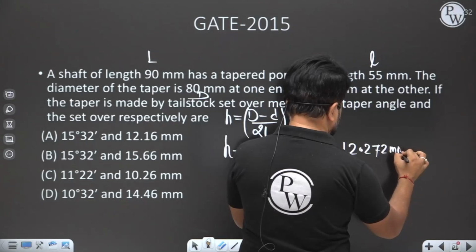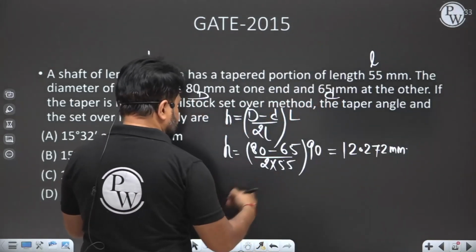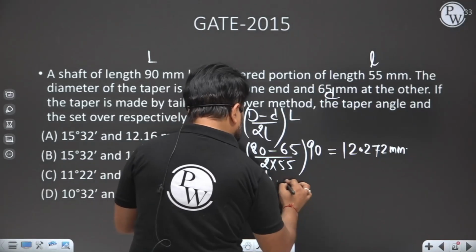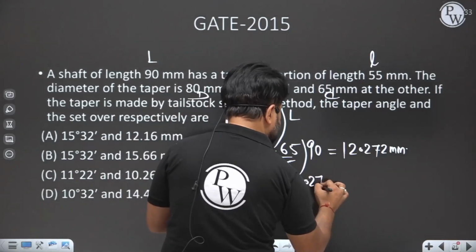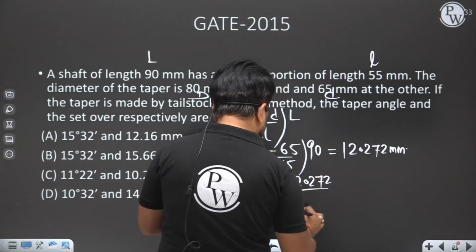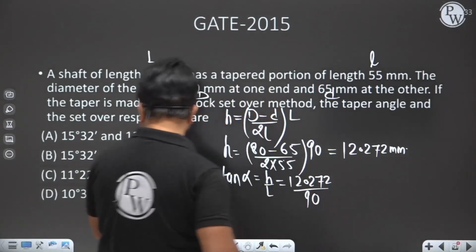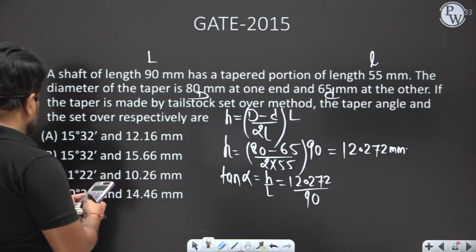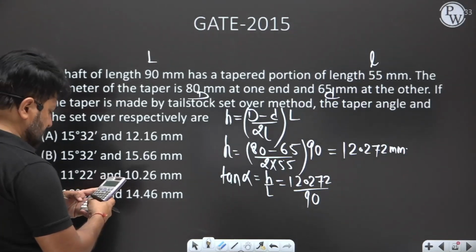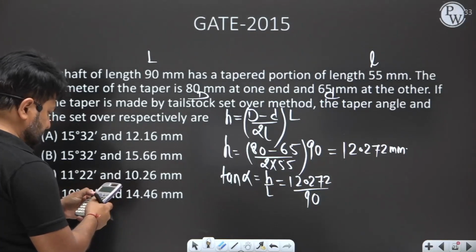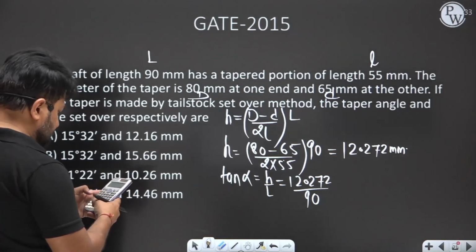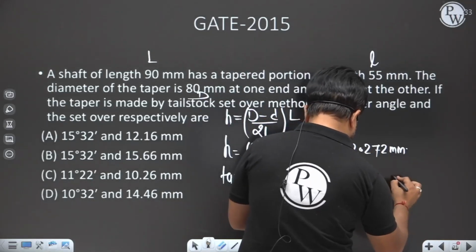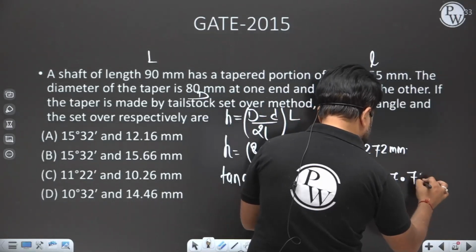12.272 mm, right? Now my dear, tan alpha equal to h by L. H is 12.272, divide by L, that is 90. He is asking the taper angle. So answer divided by 90, shift tan inverse answer. It is coming alpha equal to 7.765.